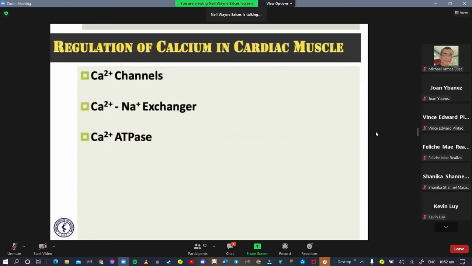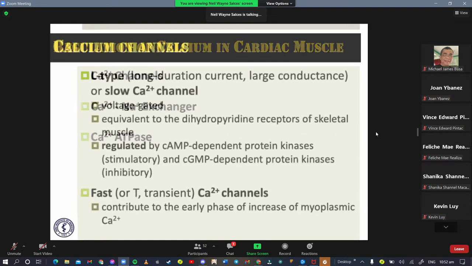So, as stated above, the extracellular calcium plays an important role in the contraction of your cardiac muscle, but not in the skeletal muscle. This means that your calcium both enters and leaves the myocyte in a regulated manner. And this is being regulated by three channels: your calcium channels, your calcium sodium exchangers, and your calcium ATPase that has been mentioned early on.